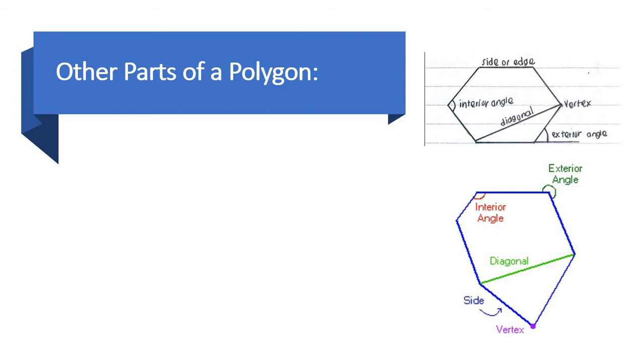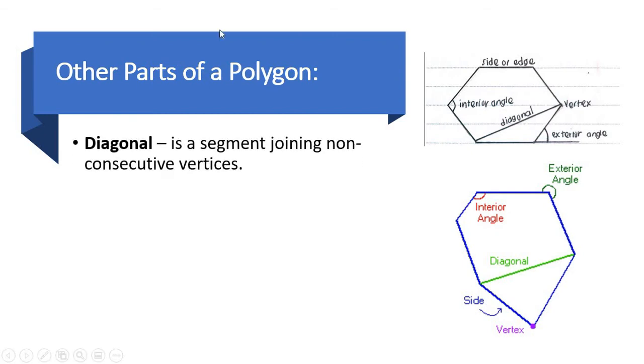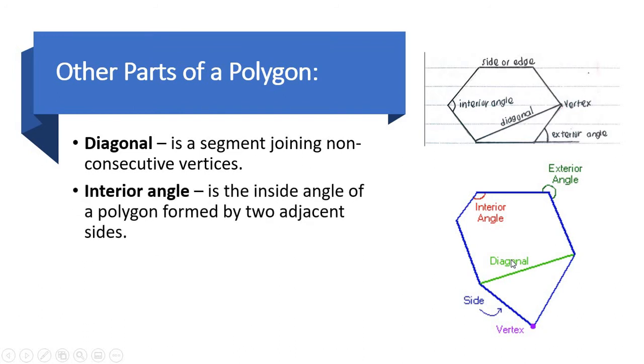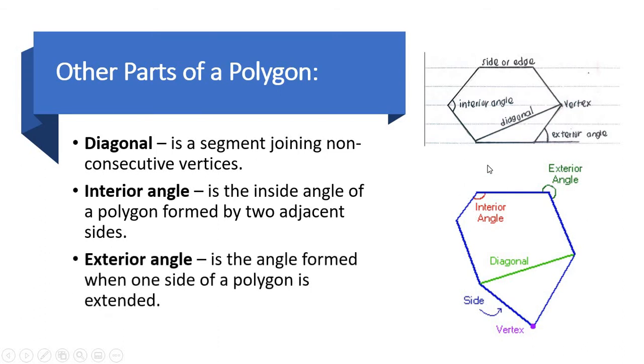The other parts of a polygon, we have the diagonal, which is a segment joining non-consecutive vertices. So, meron tayong illustration dito na nagpapakita ng diagonal. Ito at ito. And then, interior angle is the inside angle of a polygon formed by two adjacent sides. So, here are examples of interior angles. And then, the exterior angle is the angle formed when one side of a polygon is extended. So, ito yung example ng exterior angle.